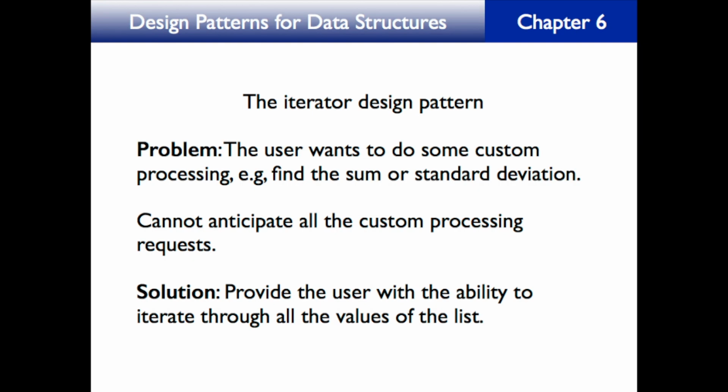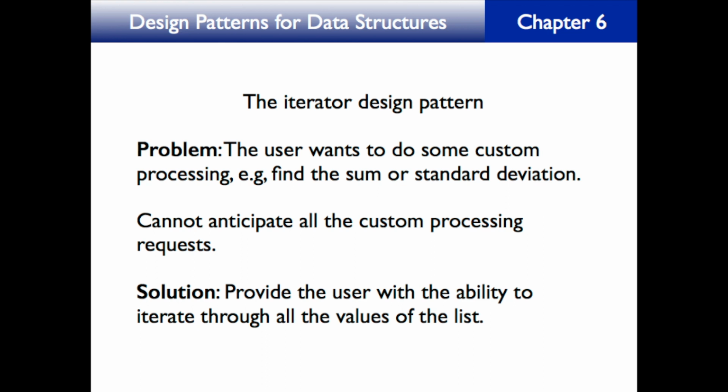Because we were rushed for time at the end of the lecture, I'm going to complete this video recording with a screencast made after the lecture was concluded that describes in more detail the iterator design pattern. The whole idea behind the iterator design pattern is that the user of the list might need some custom processing that requires access to all of the items of the data structure, in this case of the linked list. And because the library designers cannot anticipate all the custom processing requests, what the library does is it gives the user the ability to iterate through all the elements of the list, but shielding the user from the internal details of nodes and pointers and deletes and all that kind of stuff.